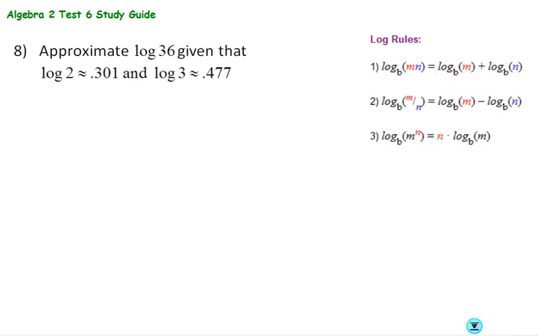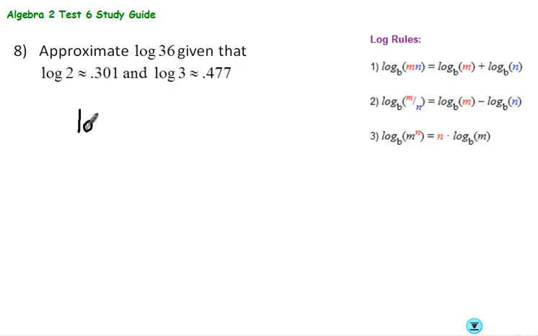Number 8. This says approximate log 36, given that log of 2 and log of 3 are equal to some decimals. This is the old school, before-calculator way of looking at this. We're trying to figure out what log 36 is, but I don't know that. I only know what log 2 and log 3 are. So I have to figure out how to rewrite the number 36 using only the two values they give me, 2 and 3.